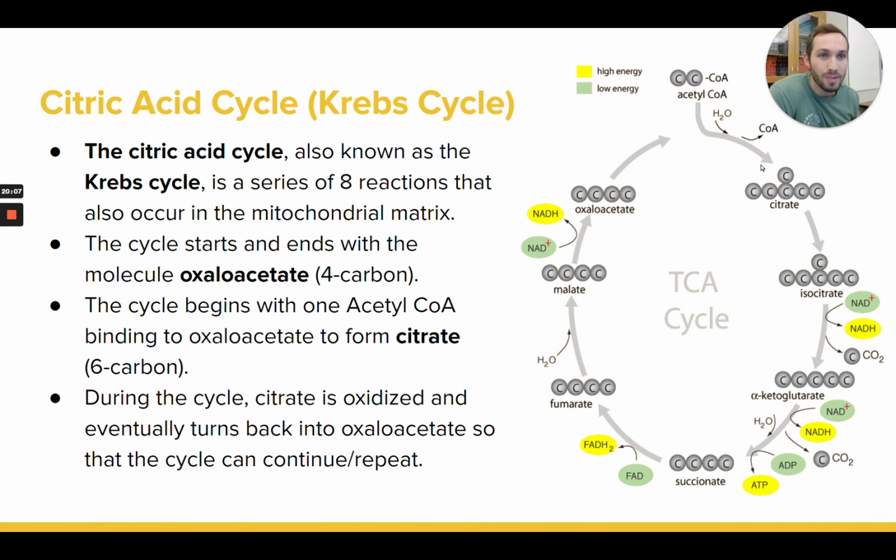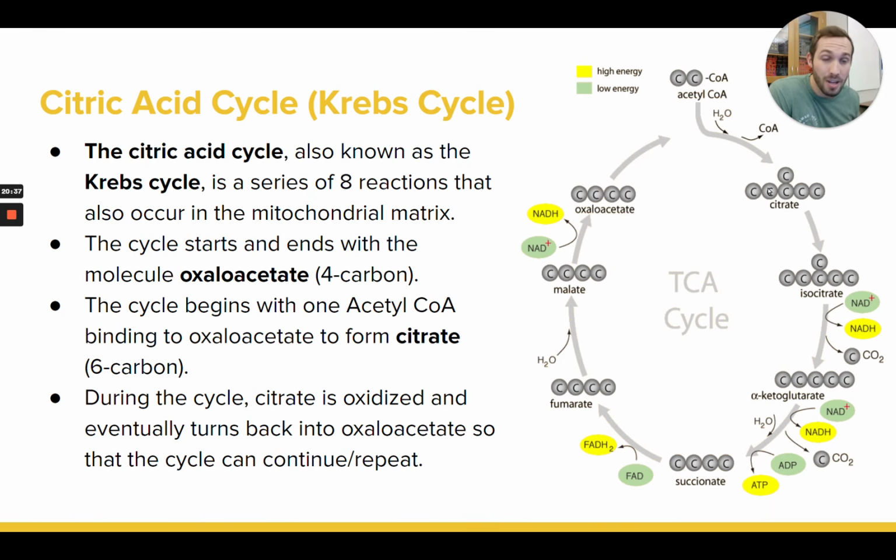Citrate is also called citric acid, which is the name of the cycle. It's a 6-carbon molecule, and this is us starting the cycle. Oxaloacetate and acetyl-CoA join together, and now we have citrate, and the cycle begins with citrate. Like I said, this is also called the Krebs cycle. The College Board usually refers to it as the Krebs cycle, so I'm going to start saying Krebs cycle instead of citric acid cycle.